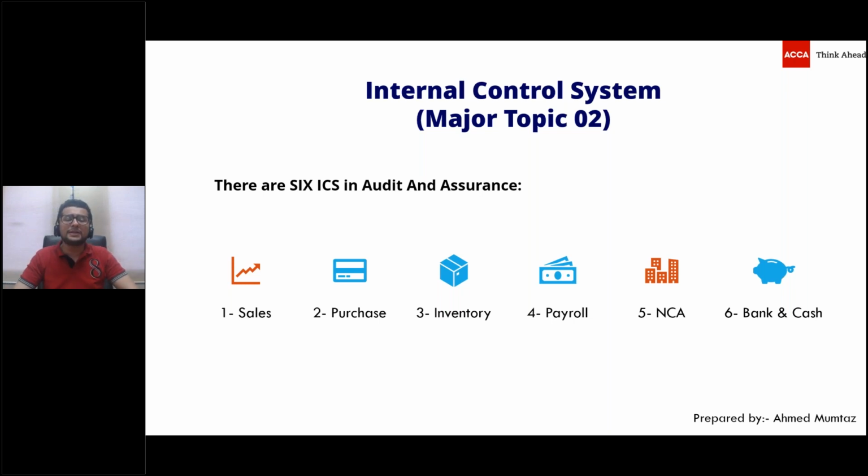Now, in our syllabus, according to the ACCA study guide, we have got 6 internal control systems. Number 1, the sales system. Number 2, the opposite of the sales system, what we call the purchase system. Number 3, the interconnected sales and purchase system, called the inventory system. Number 4, a complicated system, what we call the payroll system. Number 5, the non-current asset system. Last but surely not the least, the bank and cash system.